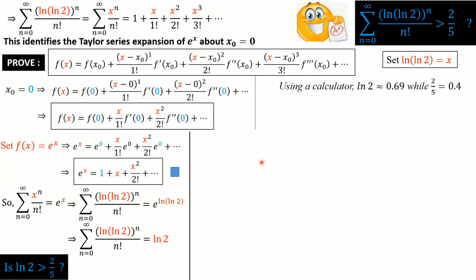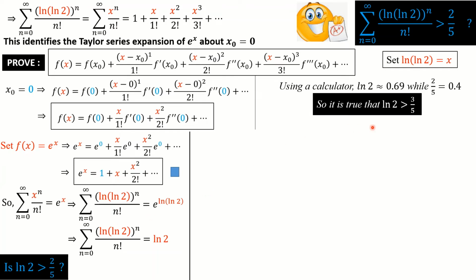Now if I use a calculator and punch in the ln of 2, I'm going to get 0.69 approximately, but 2 on 5 will give me 0.4. Even without a calculator, we can do long division or any other method. You are going to get 2 on 5 to be 0.4. But the ln of 2, though, you can find it without a calculator, but I just prefer to use a calculator and approximate it to decimal places. Alright, so ln of 2 approximates to 0.69 and 2 on 5 approximates to 0.4. So it means actually the ln of 2 is greater than 2 on 5.